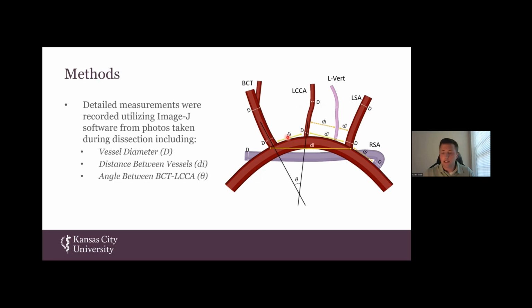Also, I measured the distance between each of the vessels, so the distance between the brachiocephalic trunk and the left common carotid artery, the left common carotid artery and the left subclavian artery, and then for any of those aberrant vessels that I found as well. And then for each arch, I measured the distance from the start of the arch to the end of the arch, so the start of the brachiocephalic trunk to whatever vessel was the last vessel to branch, which most commonly was the left subclavian, so I measured that distance. And then lastly, I took the angle between the brachiocephalic trunk and left common carotid artery.